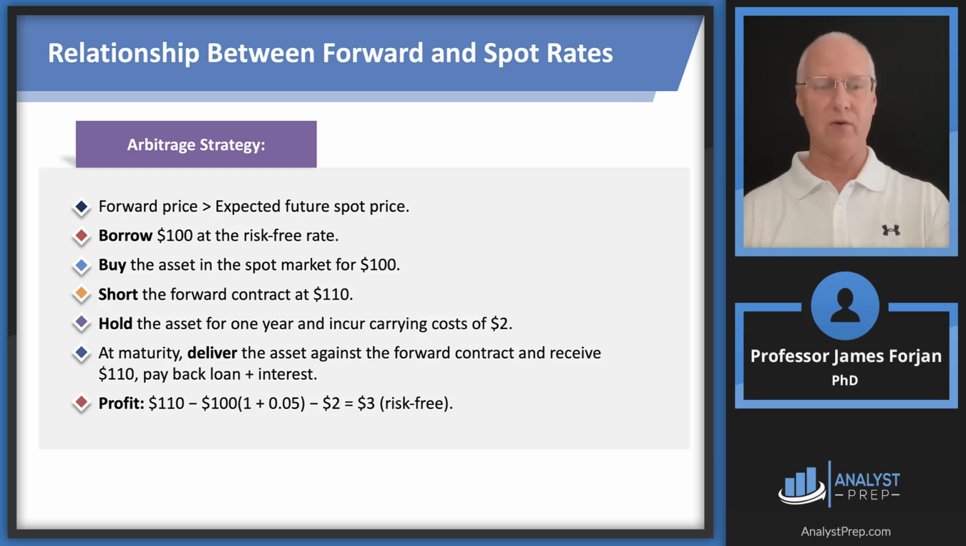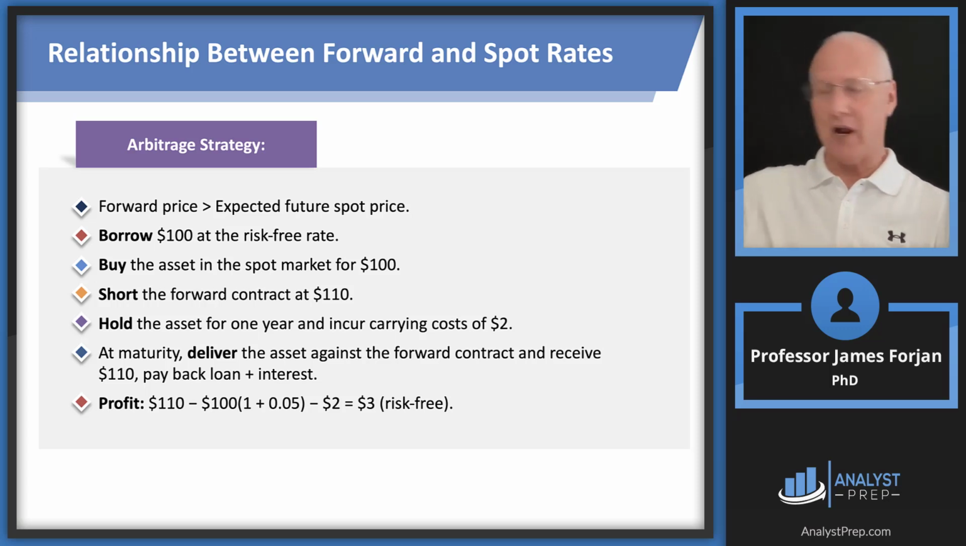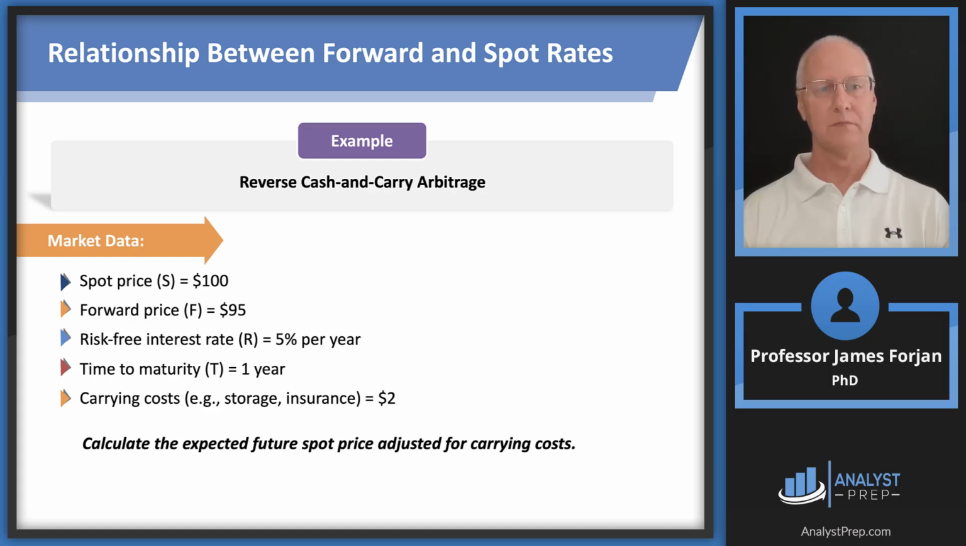So what's the profit? Well, we sold the asset for 110, right? And what do we have to pay at maturity? The $100 plus the 5% minus the $2 of refrigeration costs over there. And there we go, $3. This is a risk-free arbitrage profit.